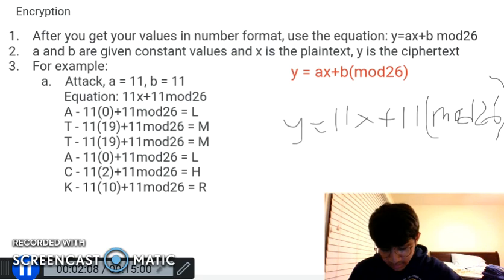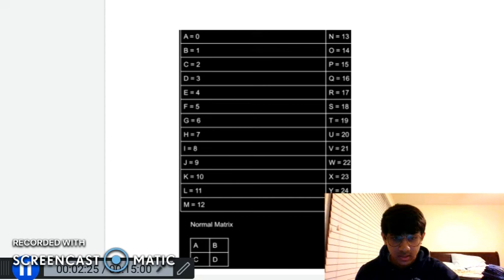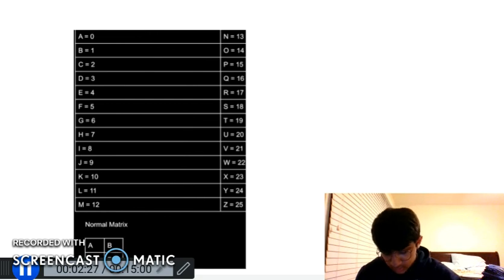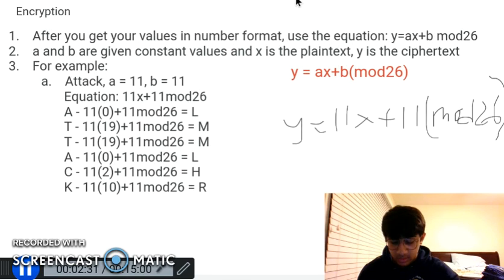And then the next one, we have 11 times 19 plus 11 mod 26. 11 times 19 is 209, plus 11 is going to be 220. 220 mod 26 is 12. So you're going to have 12 right here. If you go back to this chart and look at what 12 is, 12 is M. So that next value is going to be M.